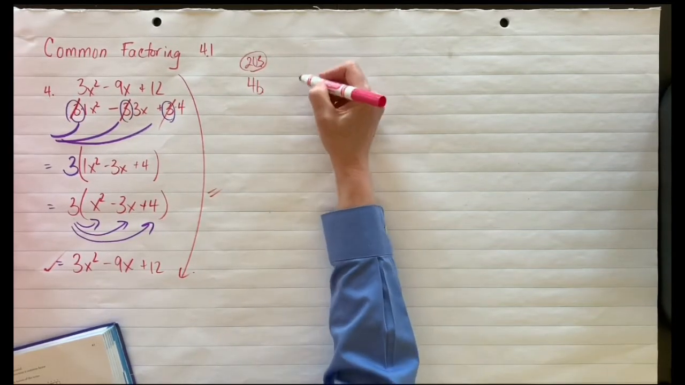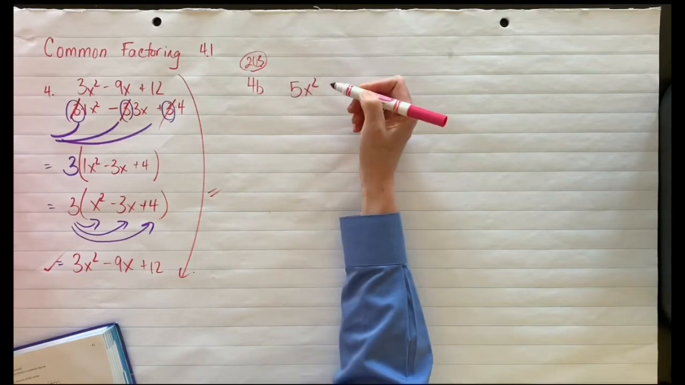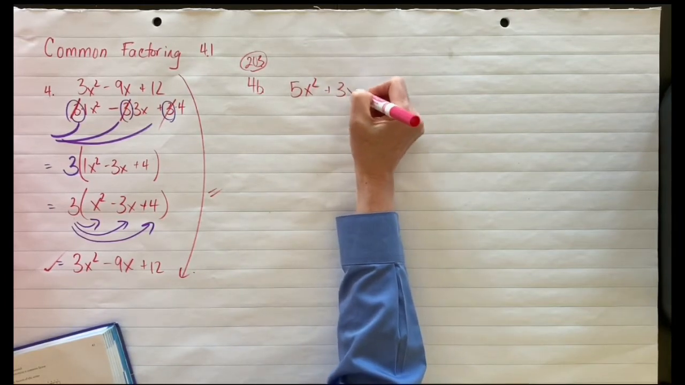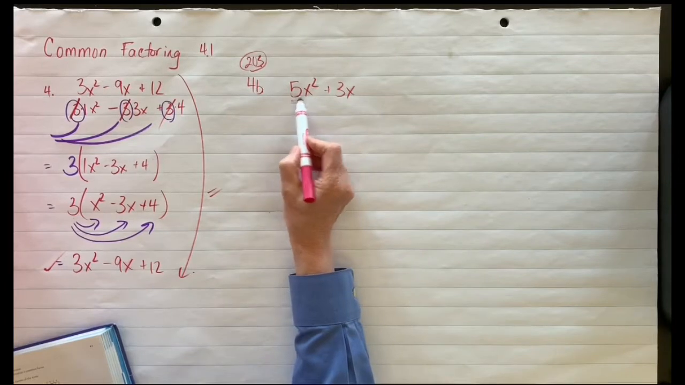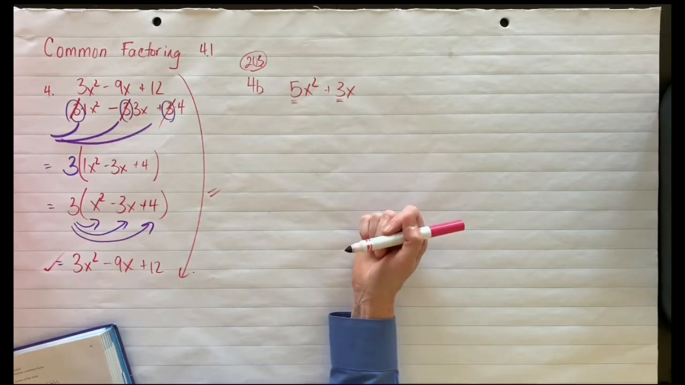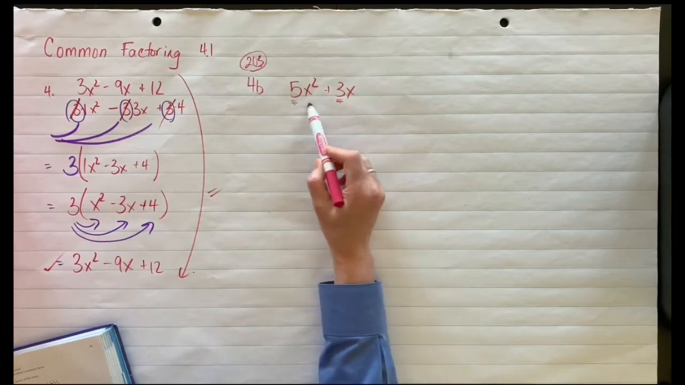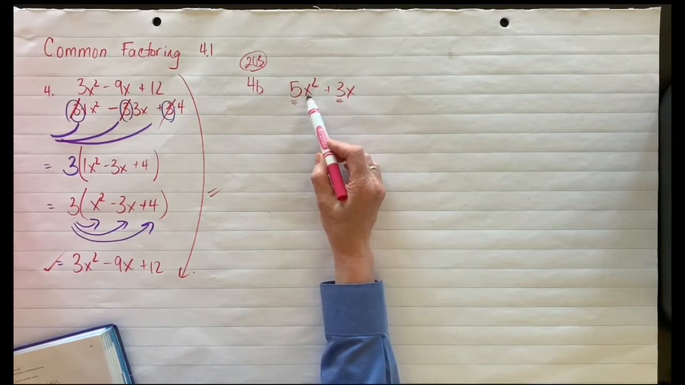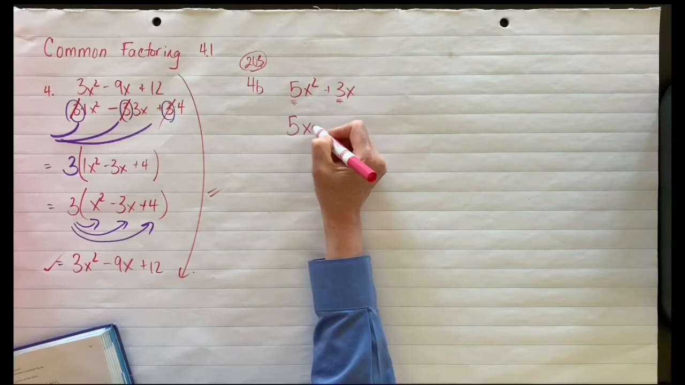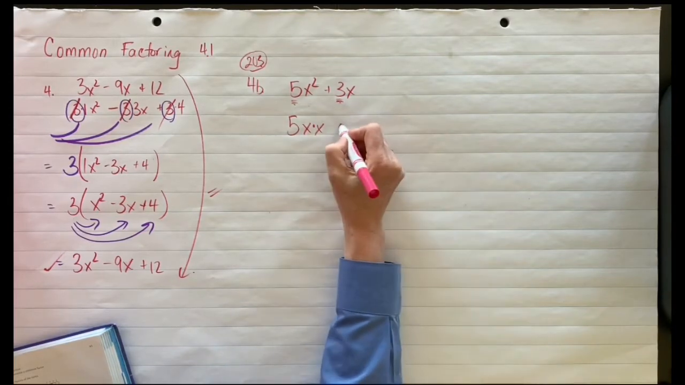So 4b says, okay, you have 5x squared plus 3x. I take a quick look at the numbers and I say, okay, well, I can't write 3 in any way as a factor of 5, so I can't pull a number out. But if I take a look at this, I can write x squared as x times x.